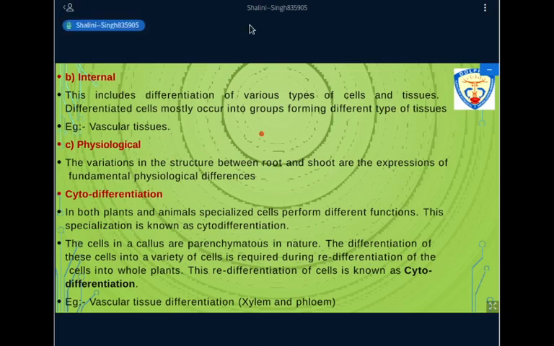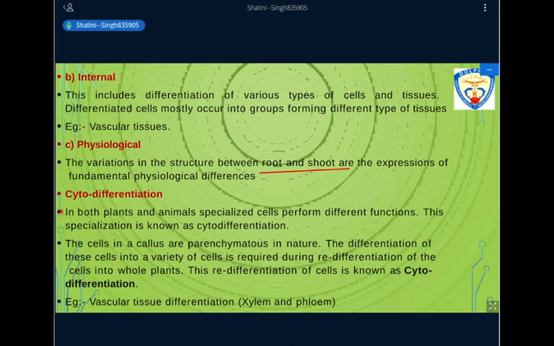Physiological differences or differentiation: the variations in the structure between root and shoots are the expression of fundamental physiological differences. If you see the structure of root and shoot, these are of different types. Root and shoot have differences in their structure, in morphology, and even in their function. Such variations are known as physiological variations, which lie in the structure and function of roots and shoots.